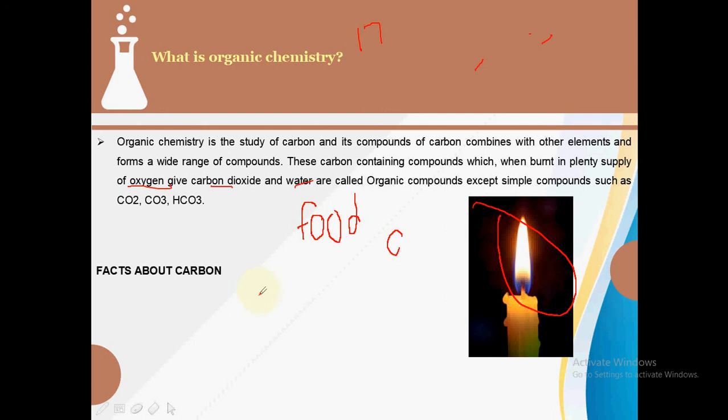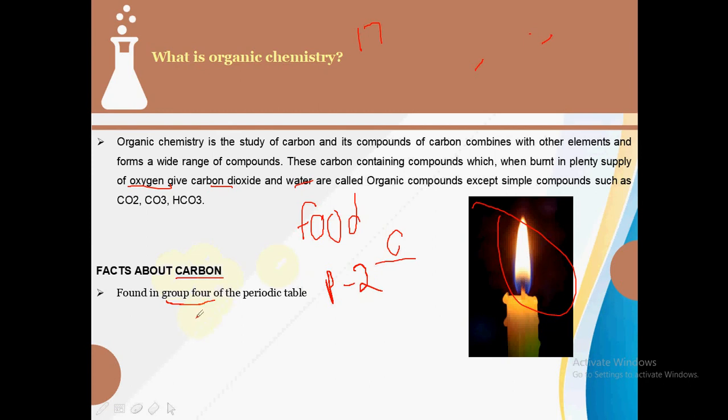Now, that's where we have carbon being found in abundance. So the fact that we have to know about carbon is that it is found in group 4 of the periodic table. With your understanding of the periodic table, you have to always remember that in group 4, period 2, you have carbon being present.